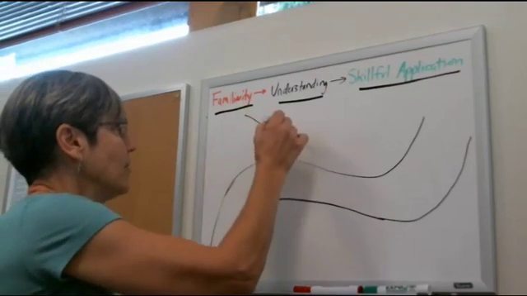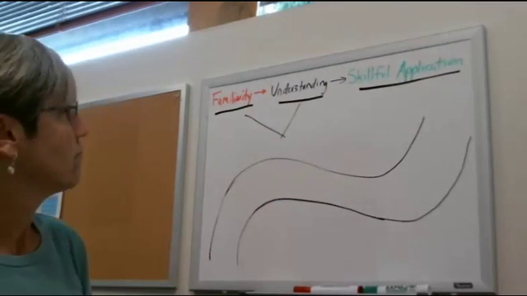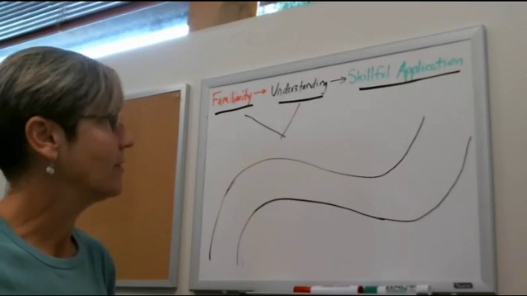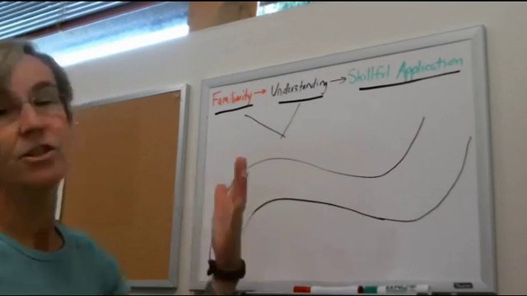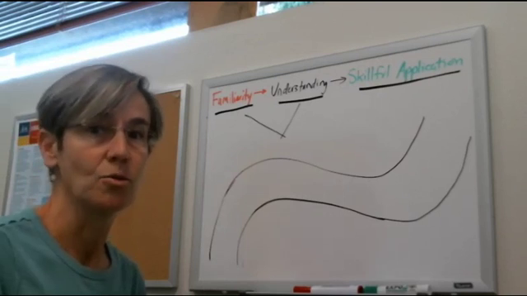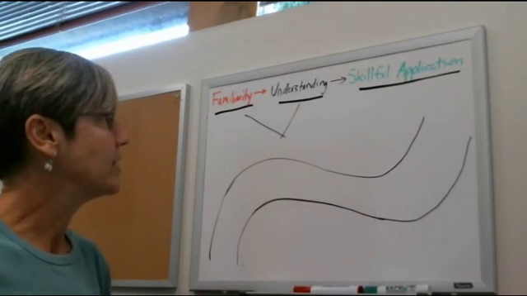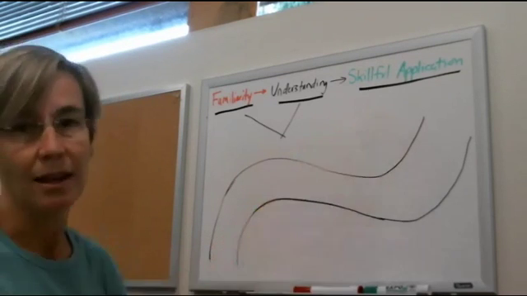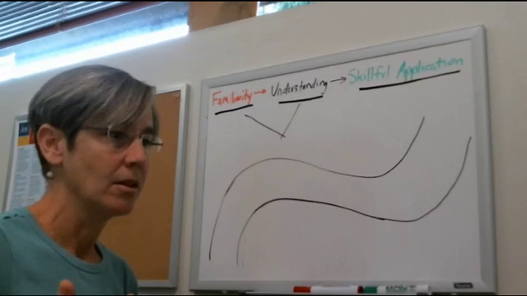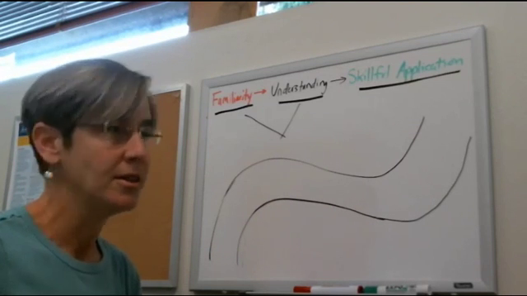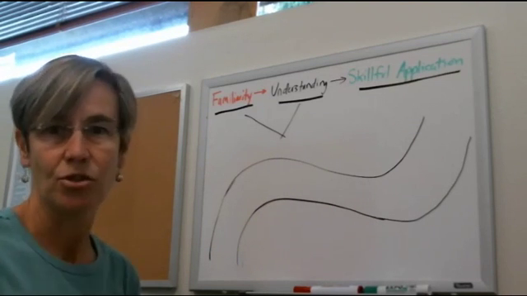But neither of these stages of understanding are sufficient for being successful in English 102. You have to get to the point where you're skillfully applying the processes that we talk about, the documentation strategies, the research strategies, etc.